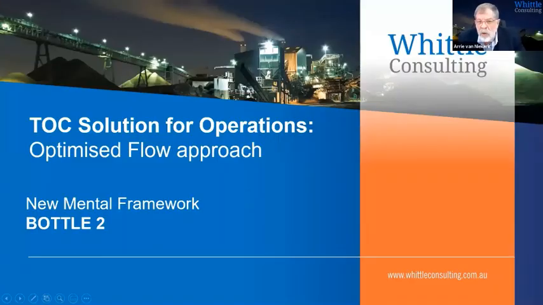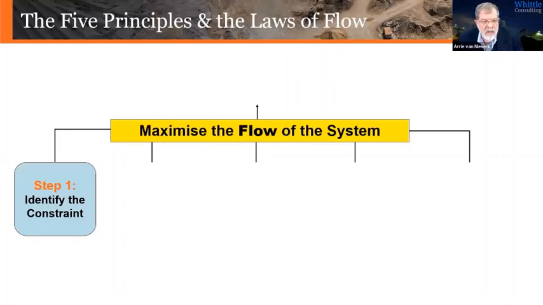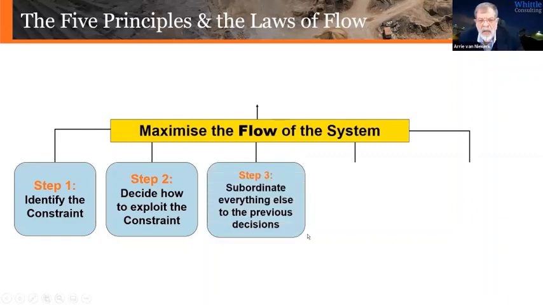And now I want to show you bottle 2. And here's the process. Here's the theory of constraints process. Step number 1, identify the constraint. Step number 2, decide how to exploit the constraint. Step number 3, subordinate everything else to the previous decisions. And I'm going to elaborate on step 1, 2, and 3 just now.